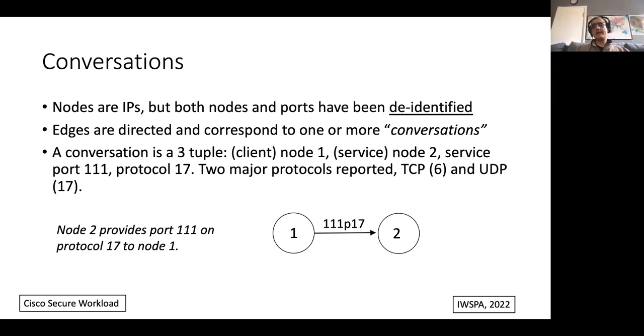Okay, so the semantics are simple. We are providing graphs basically, and each edge is directed and is associated with a port and protocol. The nodes are IPs. Both ports and the IPs have been de-identified, so IPs are integers and ports are integers. For a given node pair, there could be multiple ports. And for most of the graphs, we provide the number of packets exchanged. These are hourly dumps, so hourly graphs.